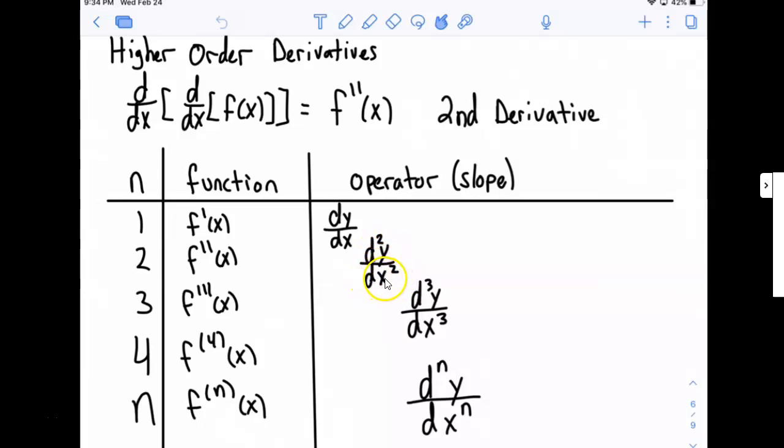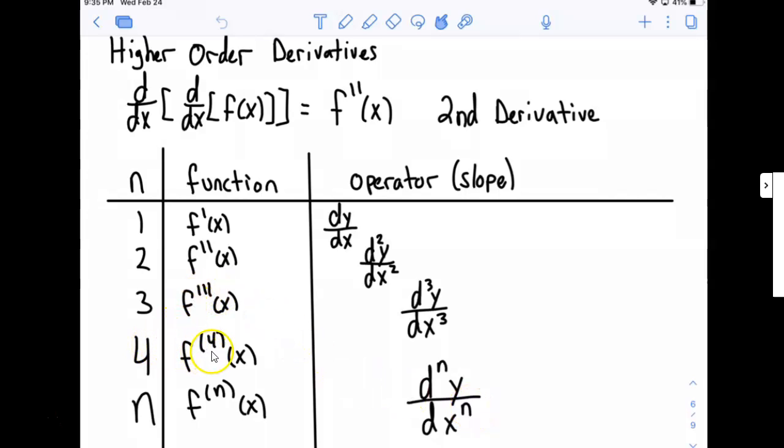So d²y/dx². If you eventually go on and take calculus 3, where you deal with multiple variable calculus, this notation dx², dx³, and so on will have a little bit more meaning. For now, that's just a notation. When we go up to the third derivative, we use three little tick marks for f triple prime. And then the third derivative follows the same pattern. And for anything above that, it's just dⁿy/dxⁿ.